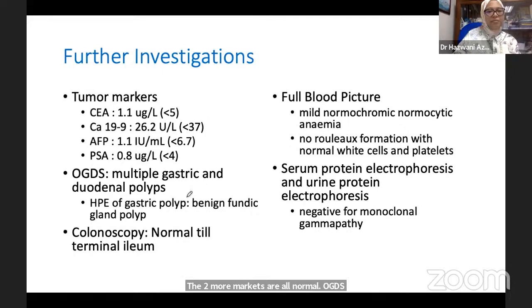OGDS showed only benign fundic gland polyp from the biopsy. So nothing there. Colonoscopy also was normal till terminal ileum. The blood picture doesn't show any rouleaux formation. And then serum protein electrophoresis and urine electrophoresis also were negative for monoclonal gammopathy.